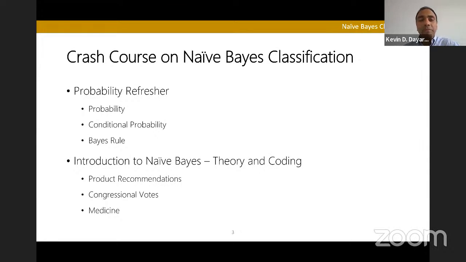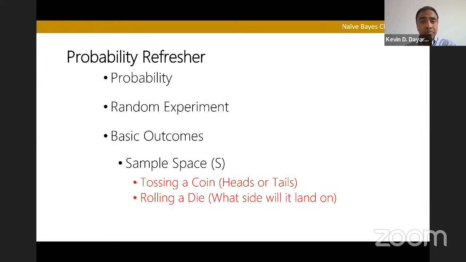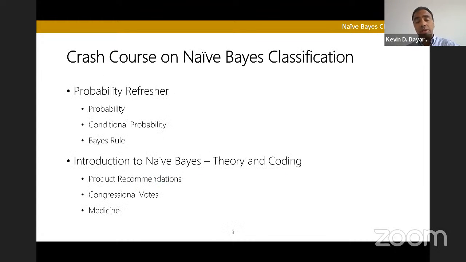So first, I'm going to do a very, very brief probability refresher. And if you don't have any probability or stats background, that's perfectly fine. I'm going to talk about the basics that we need for this. And then I'm going to get into an introduction to naive Bayes modeling, both from a theoretical perspective and a coding perspective. The coding that we're going to do today will be in the R programming language. So feel free to download that if you don't have it. And the codes will be made available to you, so you'll be more than welcome to utilize them.